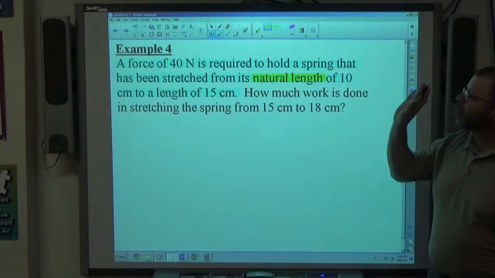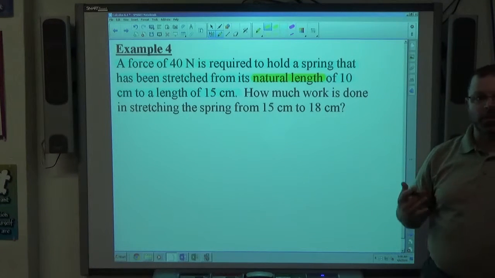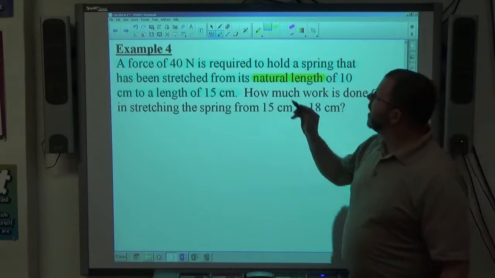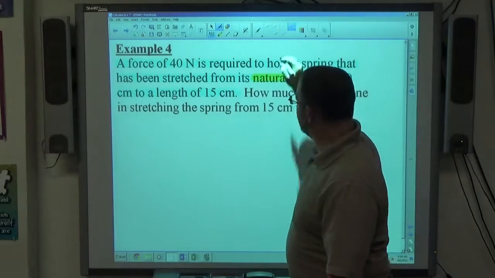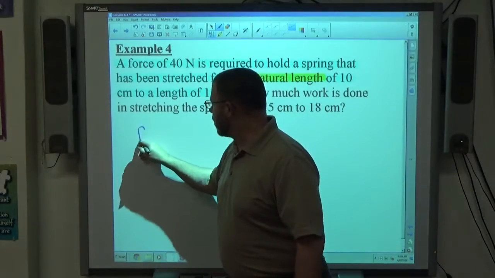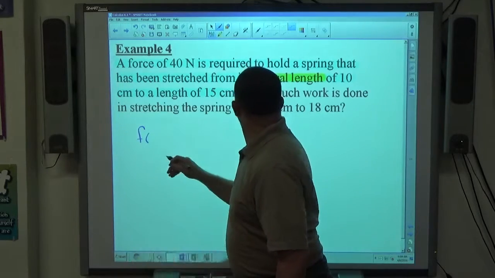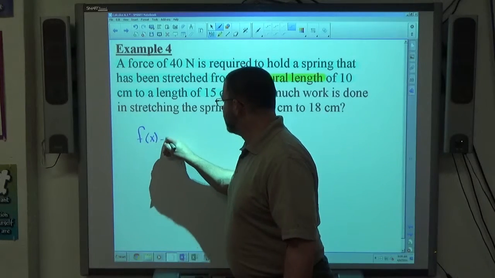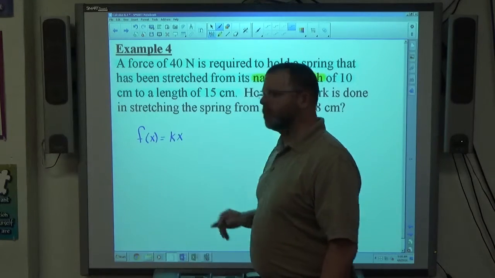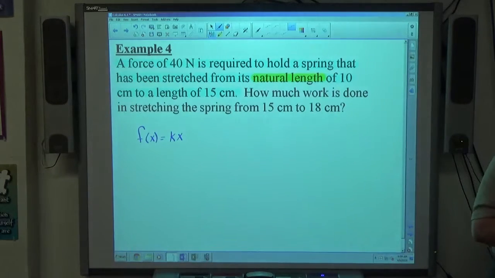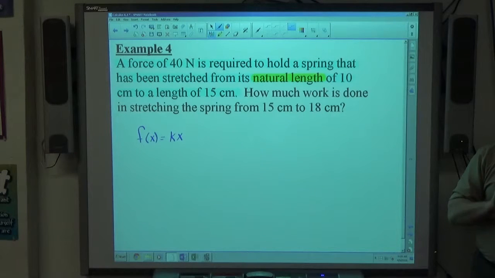So the first thing we want to do is take that first sentence to establish the spring constant. Hooke's law states that if you have a spring, the force required to hold the spring is equal to its spring constant times how far it's been stretched. Very basic formula, but that's what it is. K is the spring constant, X is how far you stretched it, and F of X is the force.